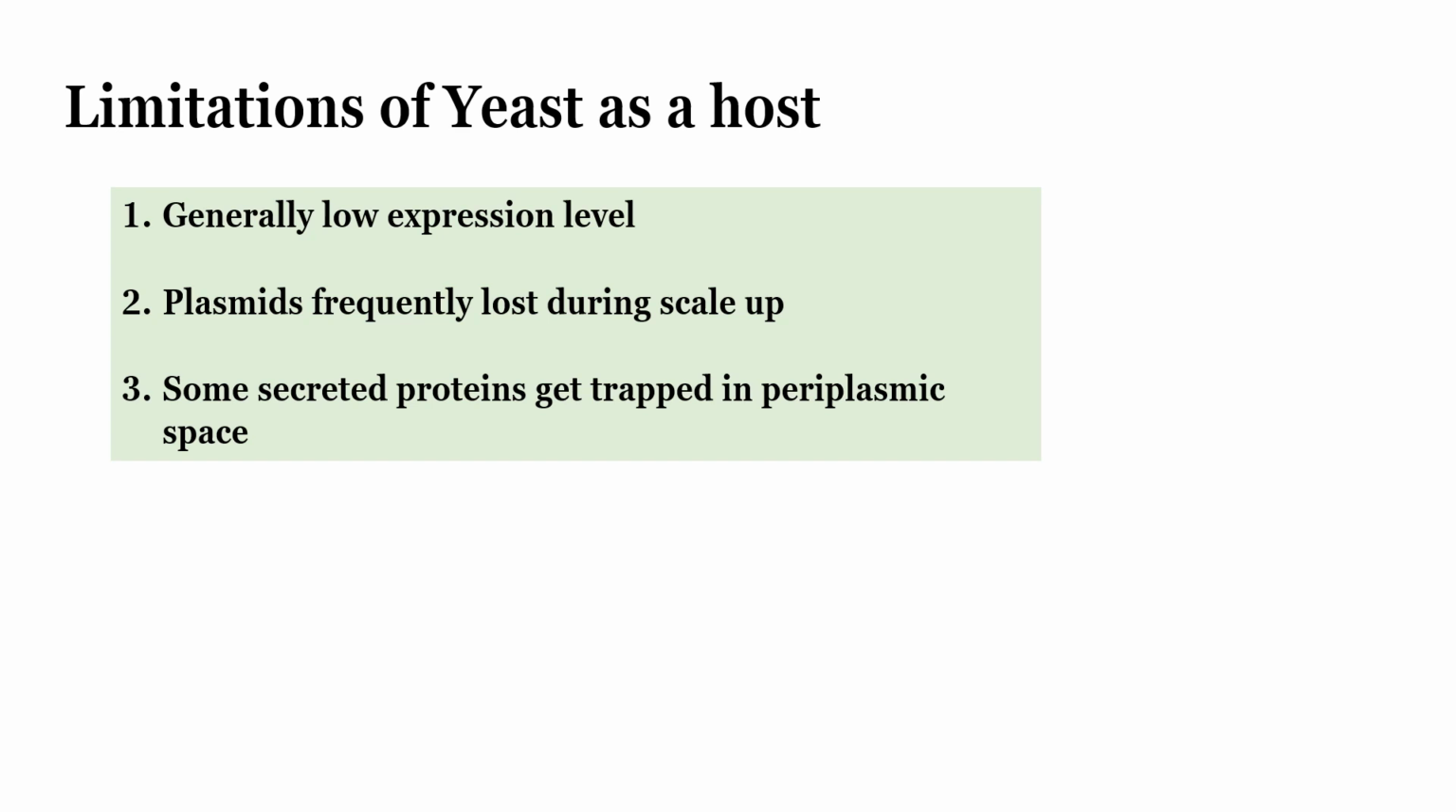And another important thing is some of the secreted proteins. If we are using yeast cells as factories to produce our proteins, then some of the proteins get trapped in the periplasmic space, and it makes the downstream processing very difficult. Okay, so these are some of the limitations, and those limitations give rise to the use of other hosts for eukaryotic genes, which we are going to see in our next lecture.